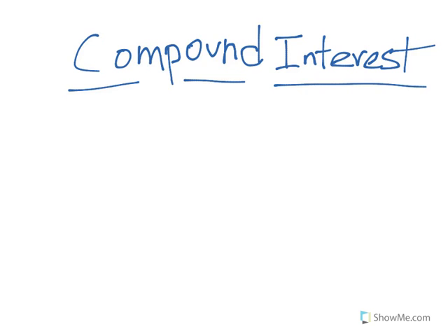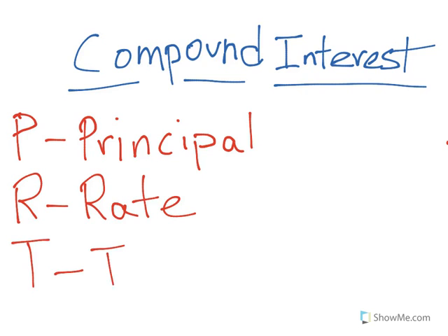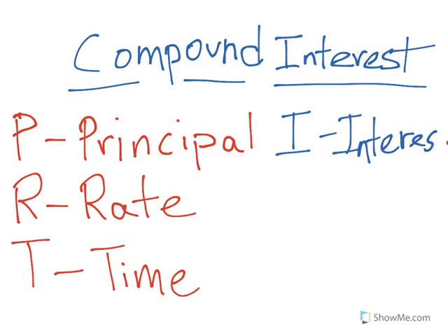You've got a couple of basic terms. P or principal. R is rate. T is the time. And apart from these, you've got I, interest, and A, which is the amount.